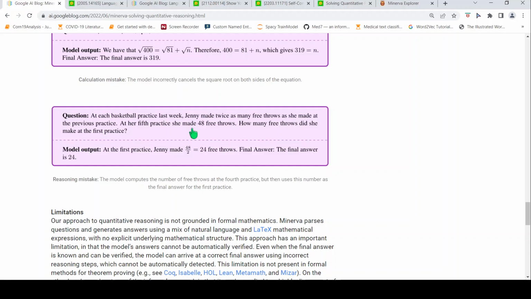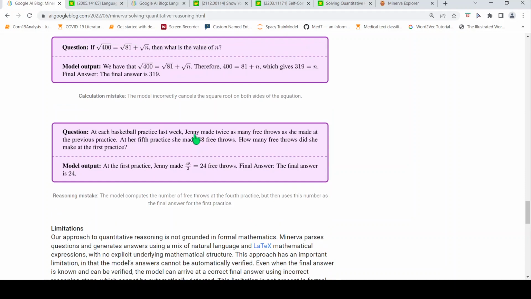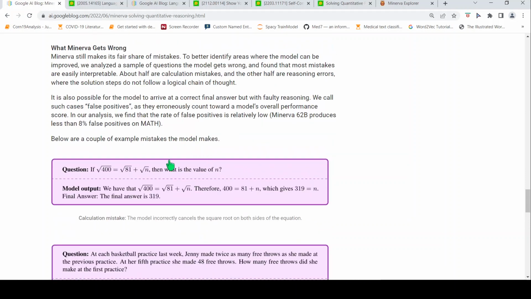So the idea over here is that fifth practice, 48. Fourth practice, 48 by 2, 24. Third practice, 24 by 2, 12. Second practice, 12 by 2, 6. First practice, 6 by 2 is 3. Right? That is how this calculation goes. But here, it just takes the fourth throw. Okay? And it says that 48 divided by 2 is 24. That is the answer. So it is not able to really compute. So in a way, it is not able to do reasoning in these cases.